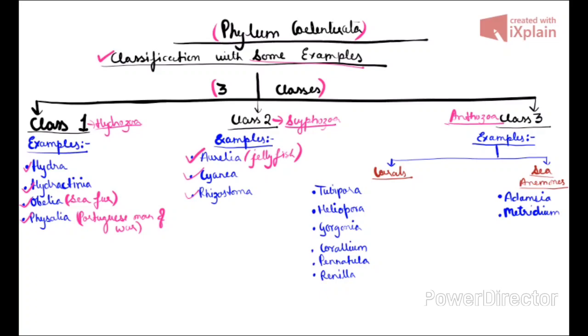Then we come to the third class, that is the Anthozoa. This Anthozoa class of phylum Coelenterata has members that are corals as well as sea anemones. The class Anthozoa consists of two types of members: some of them are coral members and some of them are sea anemones. Now, how does this division take place in this class?